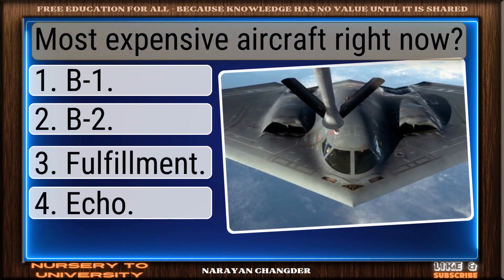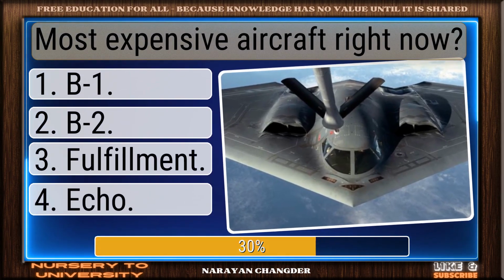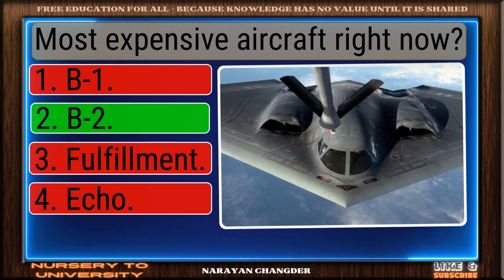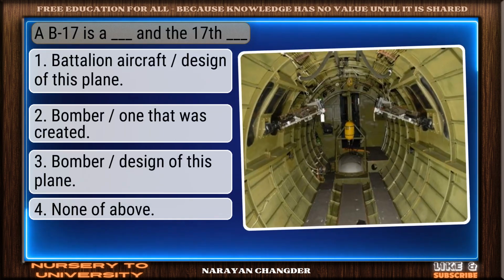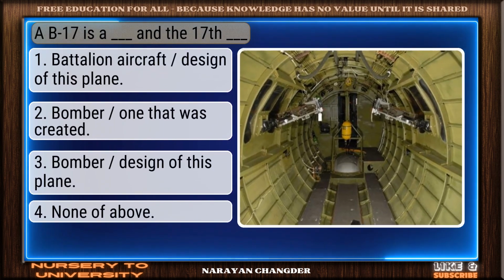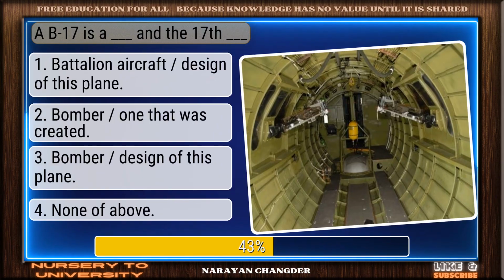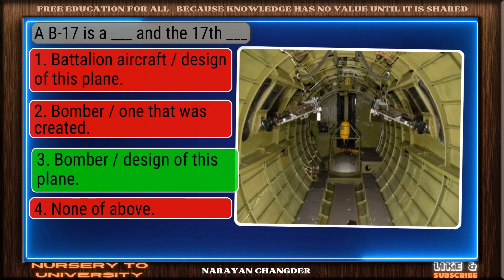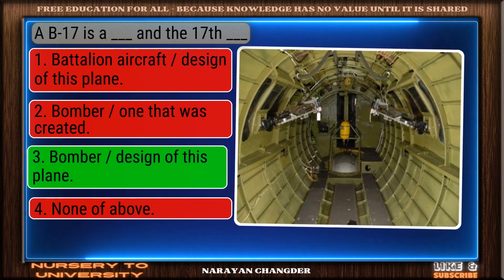Most expensive aircraft right now? Nice work. You chose B2 and it is correct. B-17 is a dash and the 17th dash. Good job. Your answer, Bombers, works well here.